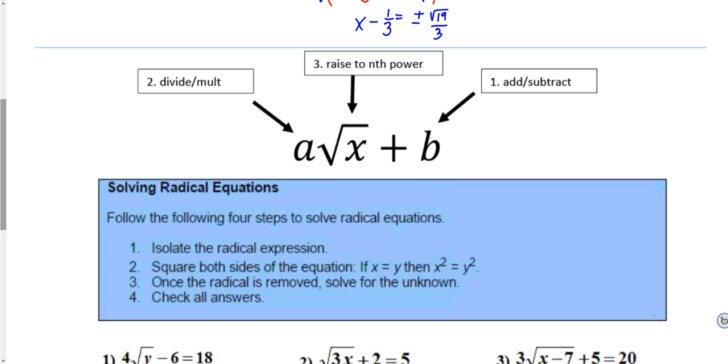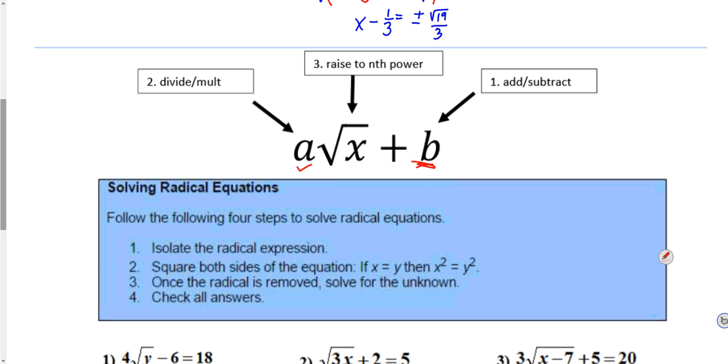There is a certain order that you have to do the problem in. The first thing we're going to do to all of these problems is get rid of this b first, if it's there. If it's there, we need to either add it or subtract it to get rid of it. After that, the next thing we're going to get rid of is the a. If there is a number in front of the square root, we have to divide it to get rid of it. And then finally, we're going to get rid of the radical. The radical is usually the last thing we get rid of, and then we can solve for x after we're done with that part.